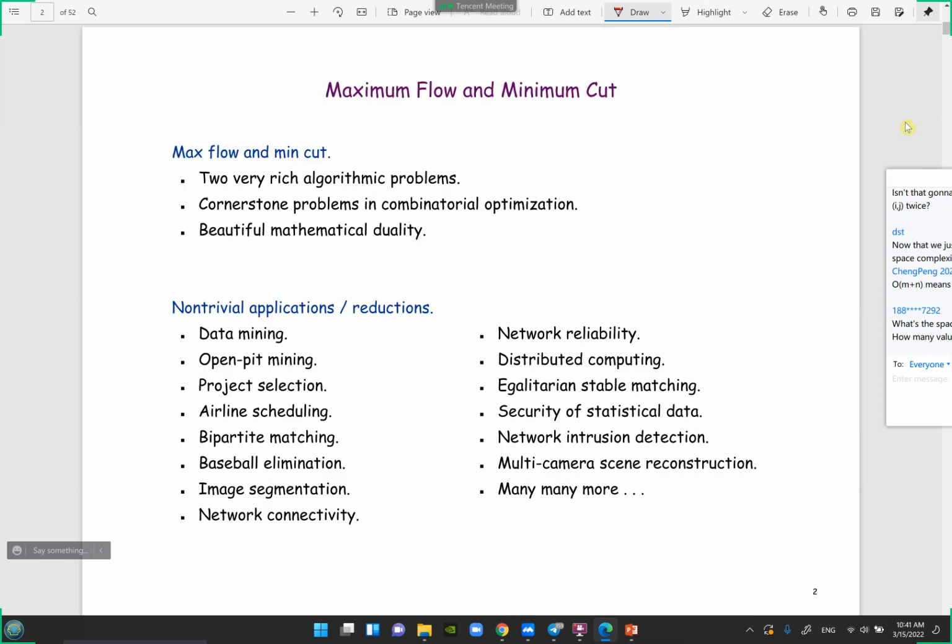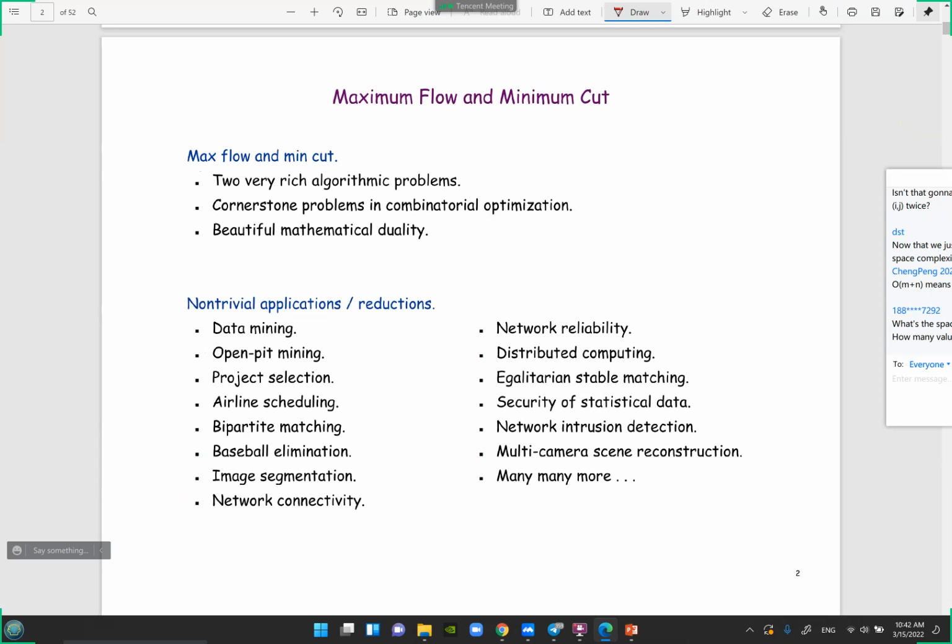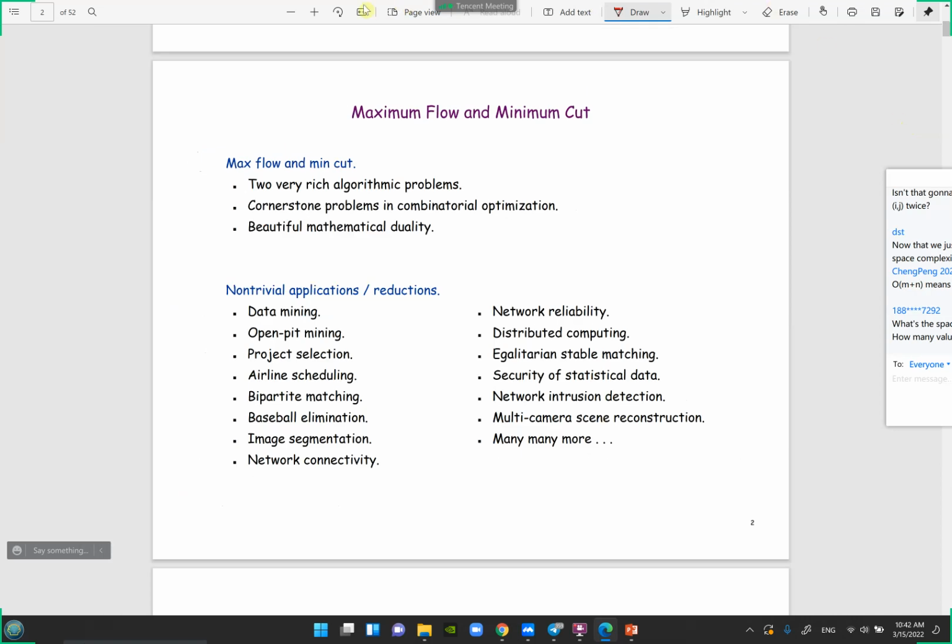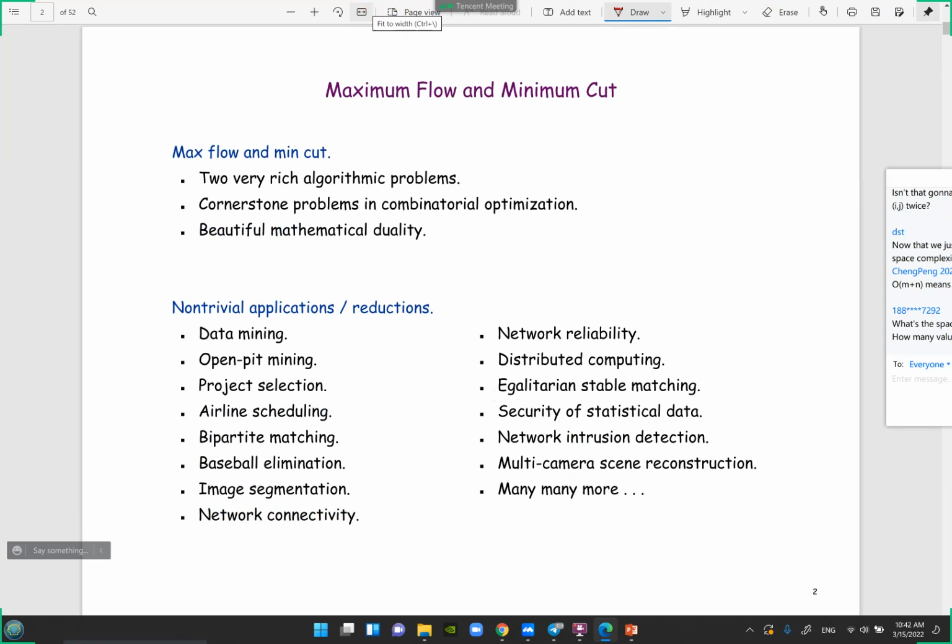So for network flows, we're actually going to look at two problems. We're going to start out by looking at a problem called maximum flow. It turns out that this max flow problem is very related to another problem called minimum cut. We're going to look at both problems together because each problem is going to help us solve the other problem. And each problem is actually interesting in itself.